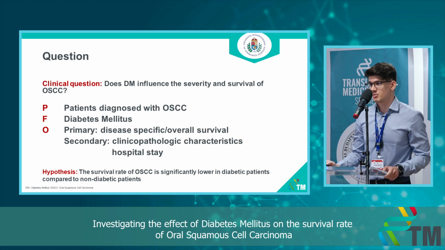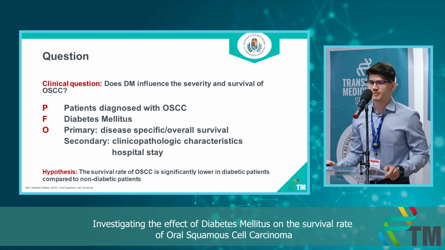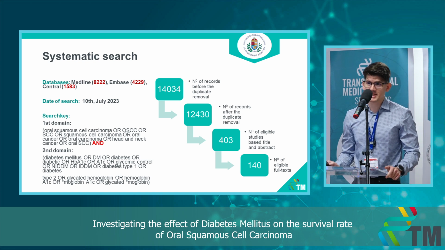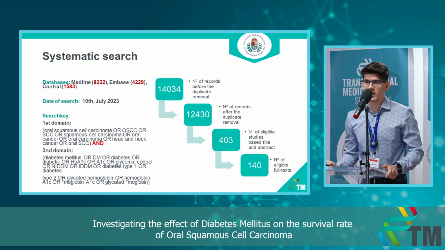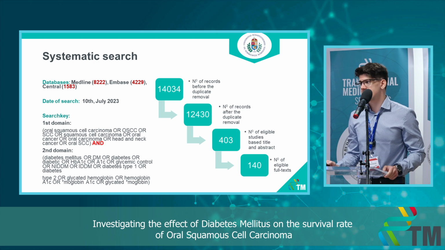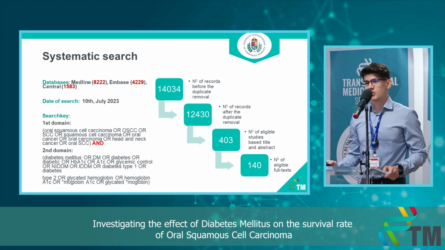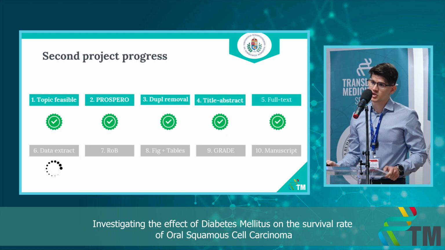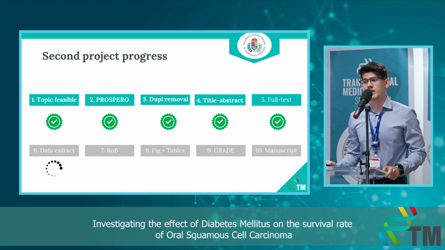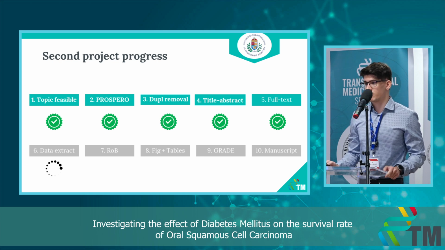We have yet again used a very similar PFO format to answer our clinical question. Our population consisted of patients diagnosed with OSCC. The prognostic factor is diabetes mellitus, and our main outcome is either disease-specific survival or overall survival. We have done the systematic search last year in July, and we have identified more than 14,000 articles. After the selection procedure, we were left with 140 eligible articles. Currently, the topic is data extraction. We are almost finished with data extraction, and now that our first project is published, we can focus 100% more on continuing with this project as well.